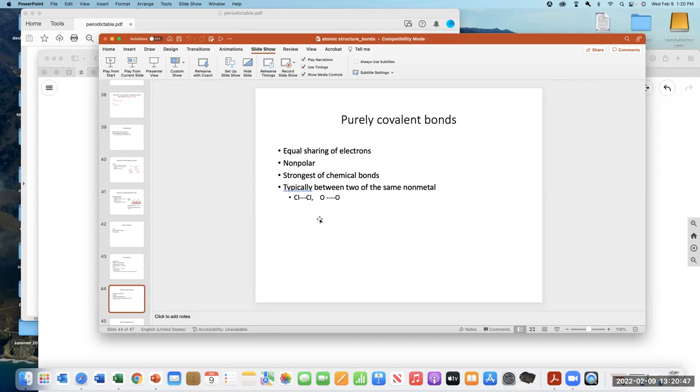But we're going to get into kind of naming and where that comes from, so that might answer it a little bit later. All right, a polar covalent bond would be unequal sharing of electrons.